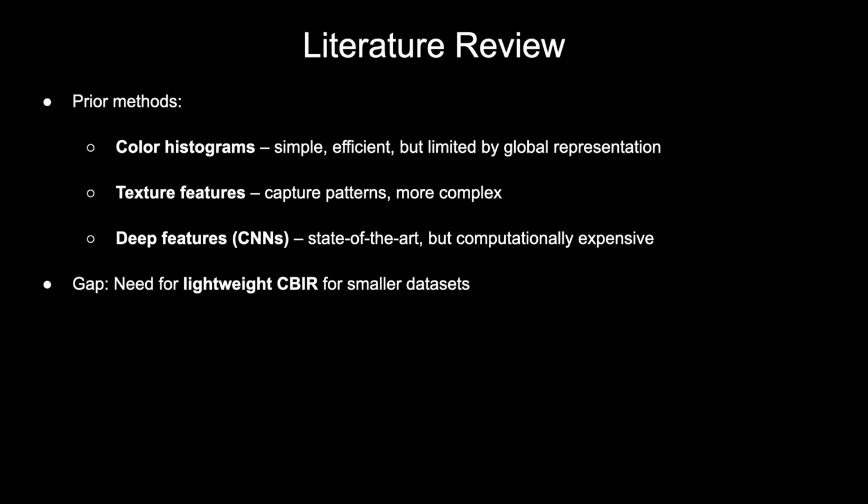Texture features have also been used. These methods analyze repeated patterns and structures in the image. They often perform better than color alone but require more complex computations. More recently, deep learning approaches using convolutional neural networks have become state of the art. They capture high-level semantic features and can handle very large datasets. However, they are computationally expensive and require large amounts of labeled training data.